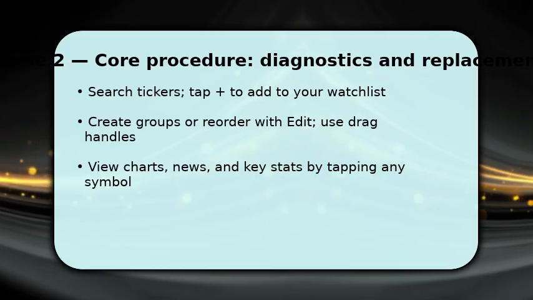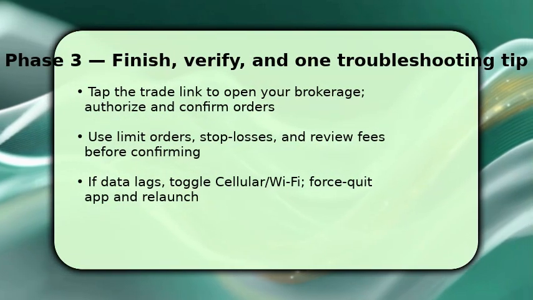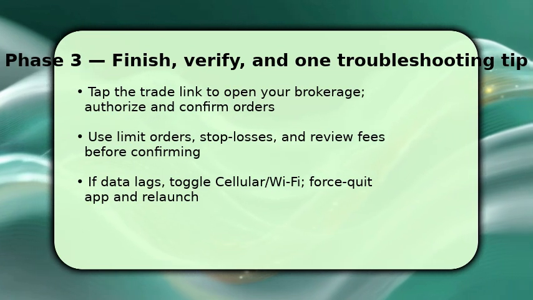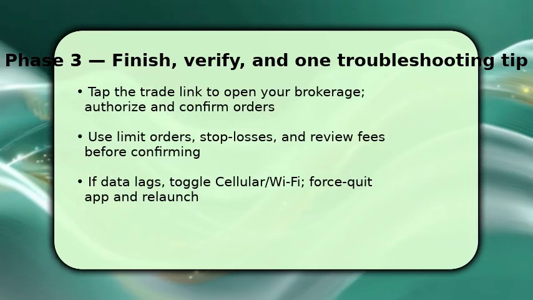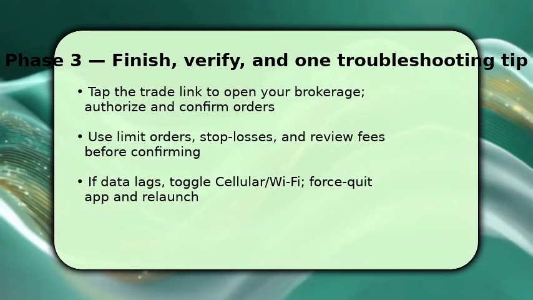To act, tap a trade link to open your connected brokerage app or use the share sheet to send the symbol. Authorize with Face ID or your brokerage credentials and confirm order details like quantity, limit, and stop loss. Once executed, check order status in both the Stocks app and your broker's activity feed to ensure completion.